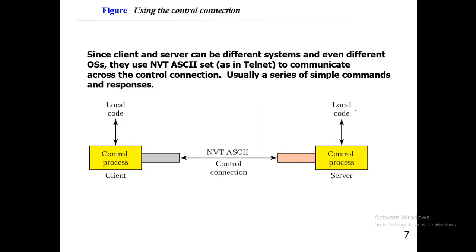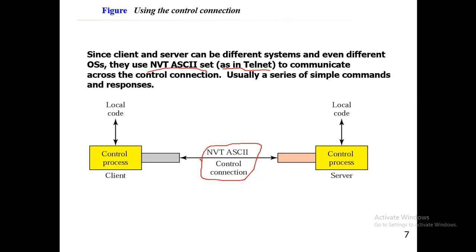Now, how can you use this control connection? You know that the client and the server can be different systems. It is not a condition that these two systems must be the same. There can be some differences, and even with different OS they can use this command, or you can say this NVT ASCII set, which is also very popular in Telnet to communicate across the control connection. So usually a series of simple commands and responses are there to control this kind of connection. So this is a kind of connection, NVT ASCII.